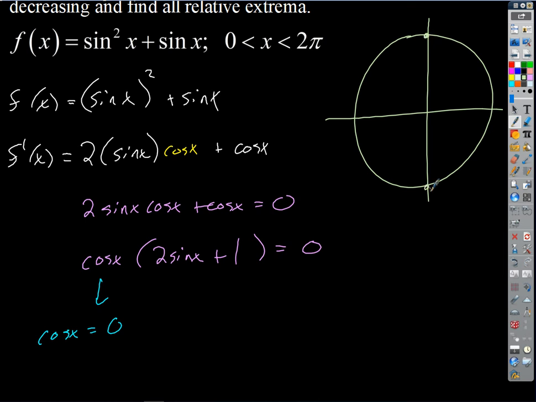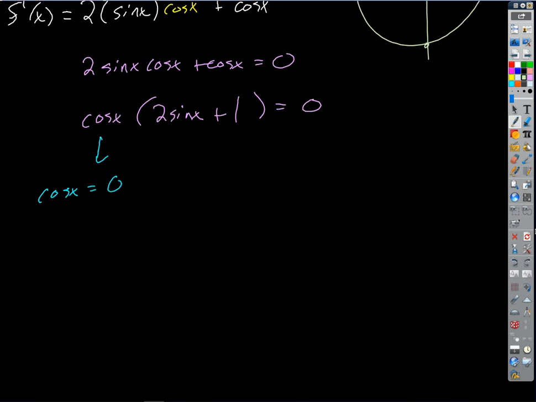So if we're only taking one lap, we're going from 0 around to 2 pi. It's going to be there and there, right? So this would happen when x equals pi halves or x equals 3 halves pi. So those are two critical numbers, right?